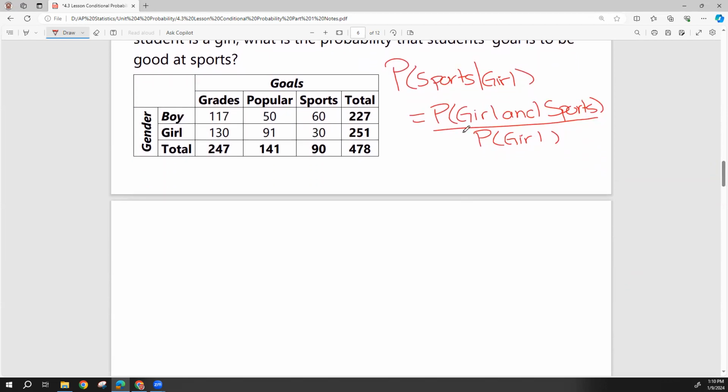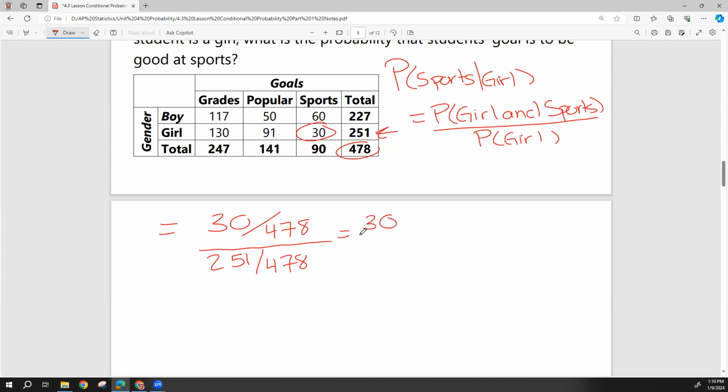So our girls that are most interested in sports are here. There's 30 of them out of a total of 478 students. So that's our numerator. That's our probability of selecting a girl who also likes sports. And then we have 251 girls out of our total number of students.